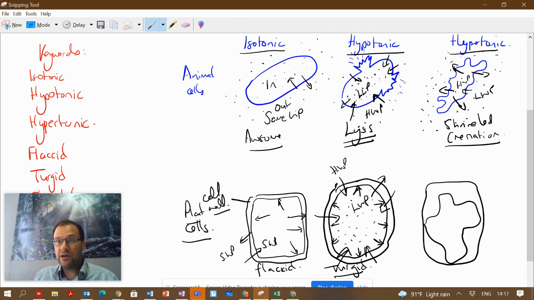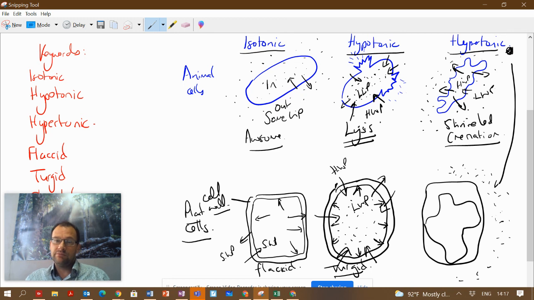Extreme conditions, hypertonic solution now, which means we put this in a very strong salt or sucrose solution. Water rushes out. I have drawn the cell wall. Water rushes out, some in, but the net effect, again, is out because we've got a high water potential inside and a low water potential outside.